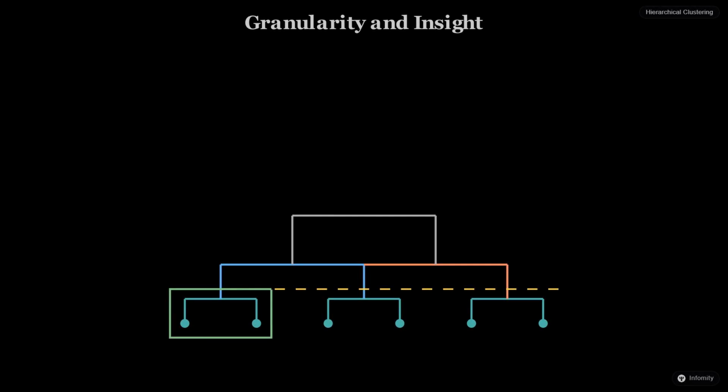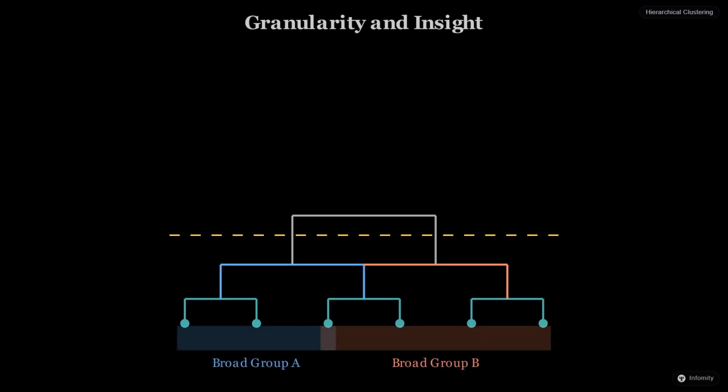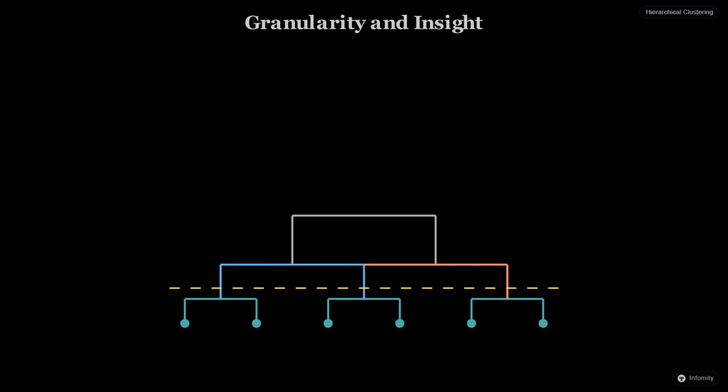By moving our cut line, we can explore the data at different levels of detail. It is like choosing whether to study individual families or entire nations. You get to see how the small groups naturally roll up into the larger ones.